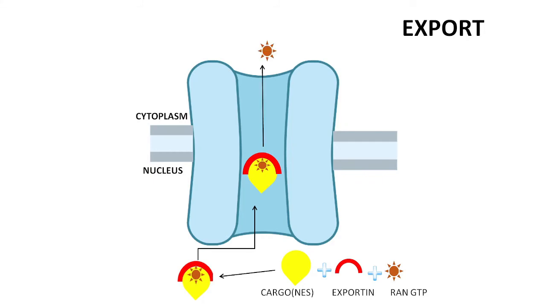Now there again, RAN GTP is converted into RAN GDP by RAN GAP. This allows the dissociation of the cargo protein and the exportin. And after this process, again RAN GDP is transported back into the nucleus by NTF2 factors. So that was all about import and export of proteins in and out of the nucleus.